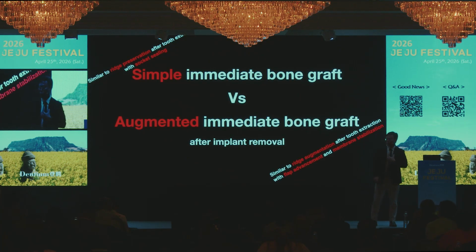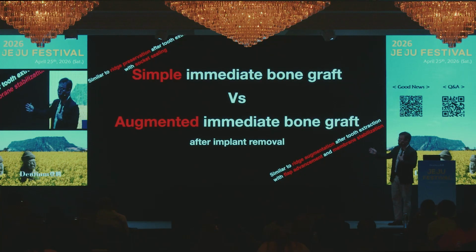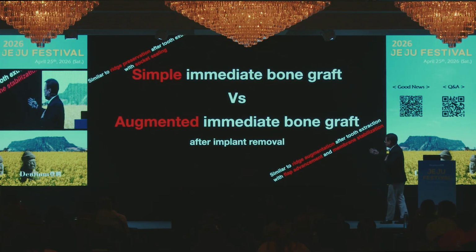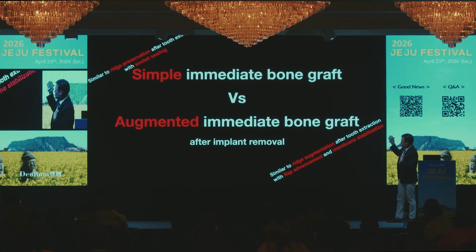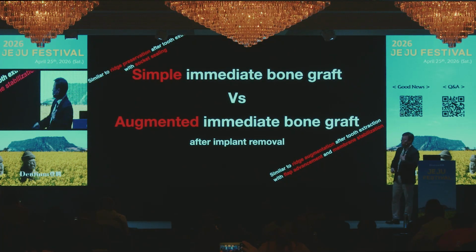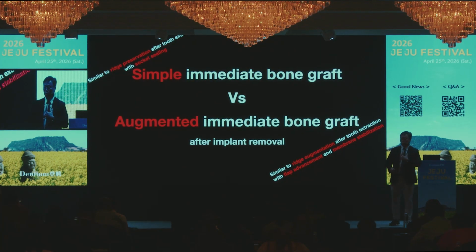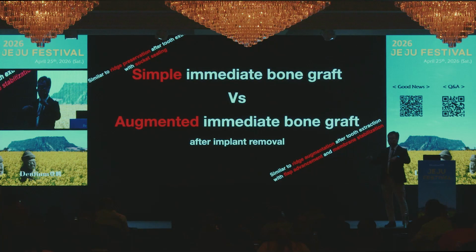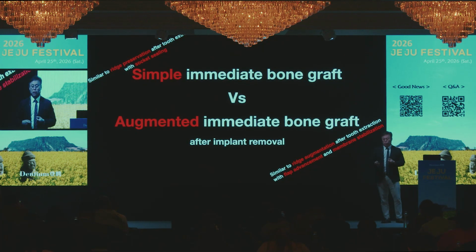And what is augmented immediate bone graft? It's like ridge augmentation. Similar to ridge augmentation after tooth extraction, we have to consider flap advancement and also membrane stabilization. So these are the two different types: simple and augmented immediate bone graft. Immediate means placing the bone graft immediately after implant removal.